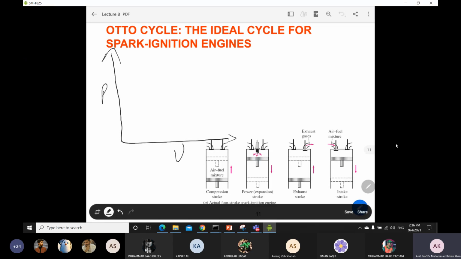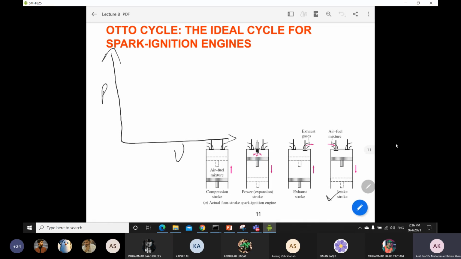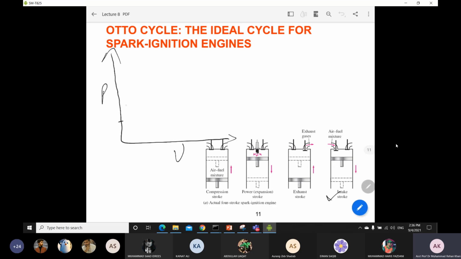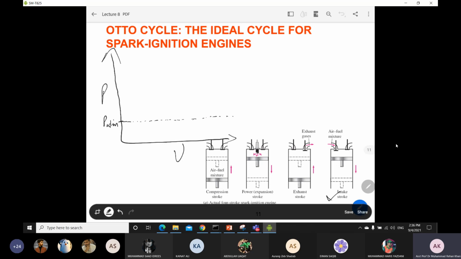Okay, so we will start with the intake stroke, because the first thing is that you have to intake some air and fuel mixture inside your cylinder. After this, the process will start. For this state, we have to just draw one reference line. You can just call this P atmospheric, the atmospheric pressure. I will give you an explanation of what the purpose of this reference line is.